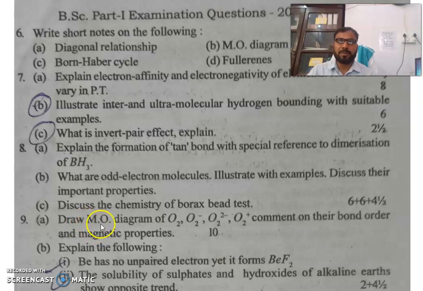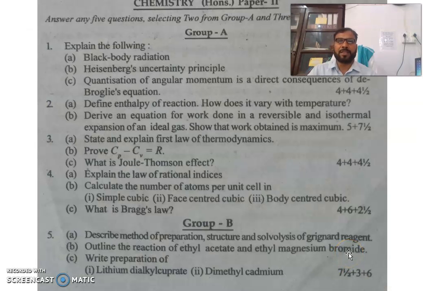First, you draw. Draw means you have to draw the molecular orbital diagram of these four, O2, O2 minus, O2 2 minus, O2 plus. And then accordingly, you have to calculate the bond order between the oxygen, and then the magnetic properties. Explain the following. Be has no unpaired electrons. Be means beryllium, this is the symbol. It has no unpaired electron, yet it forms BeF2. Why? And the solubility of sulfates and hydroxides of alkaline earth metals show opposite trends. If you explain, then you will get these marks.